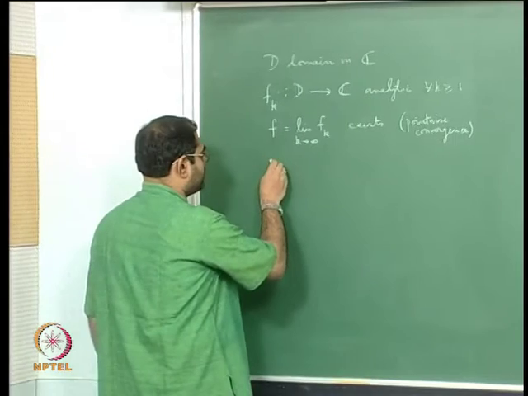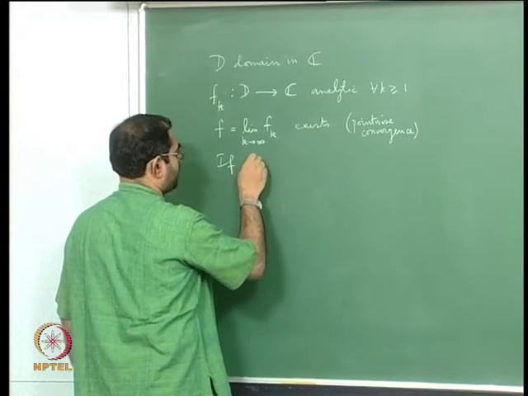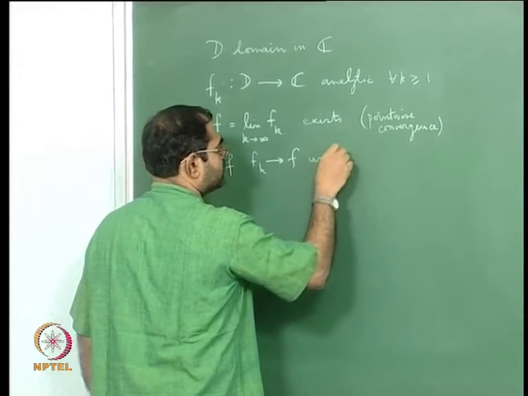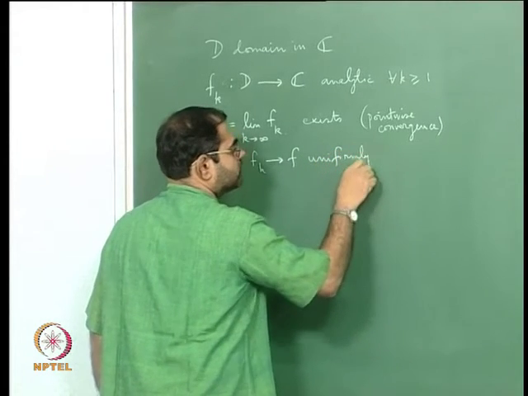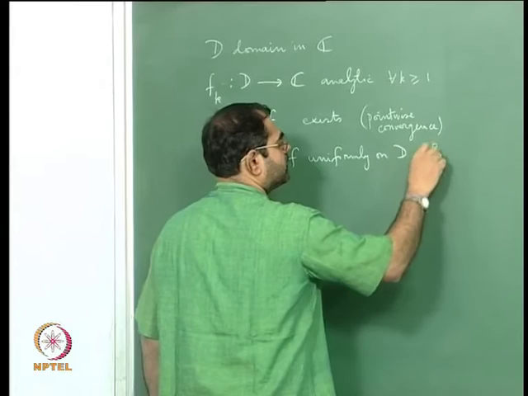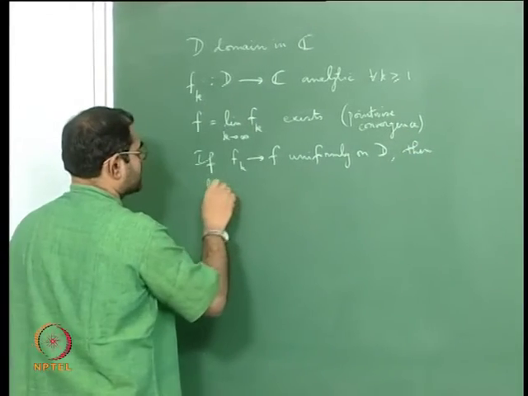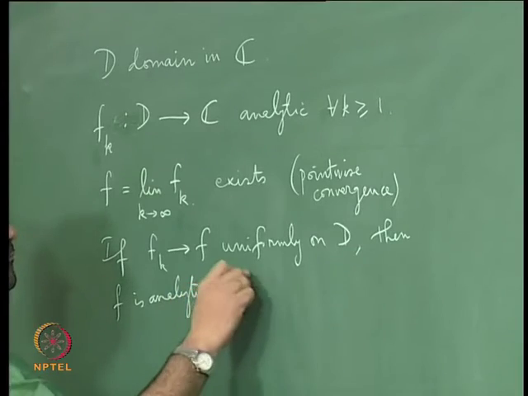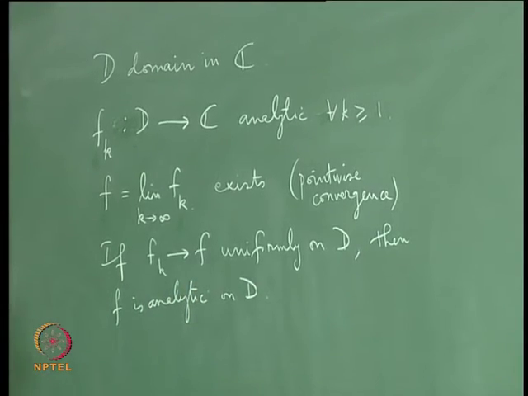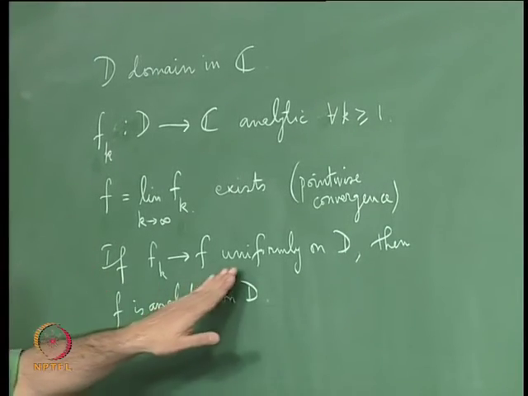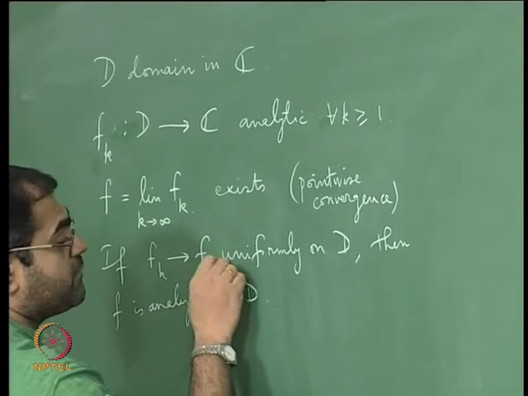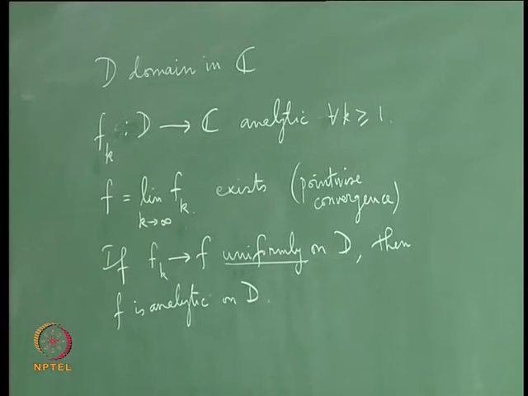So let me write this down. If fk converges to f uniformly on D, then f is analytic on D. And of course, what do I mean when I say fk converges to f uniformly?